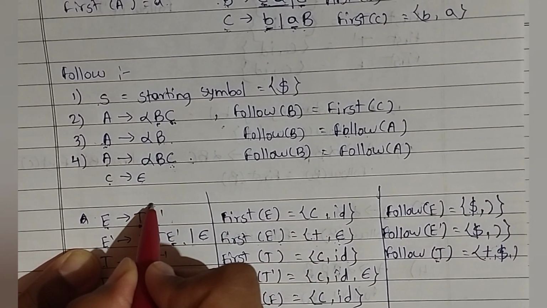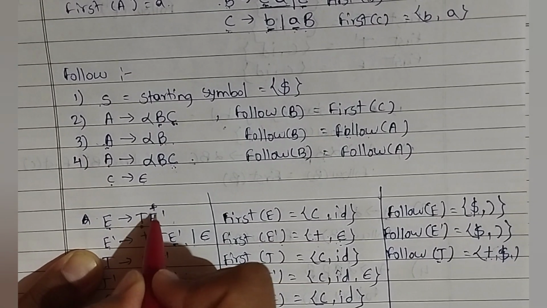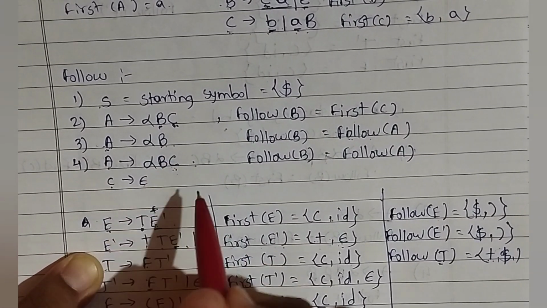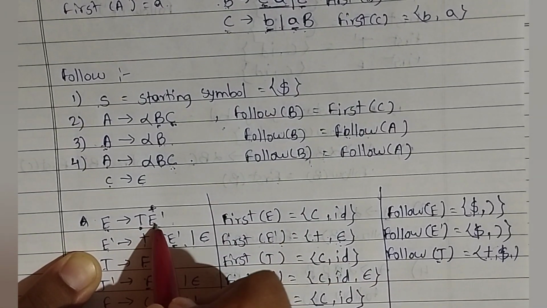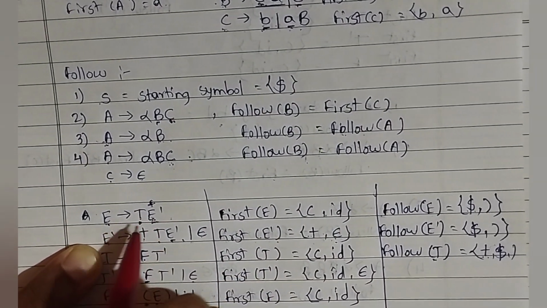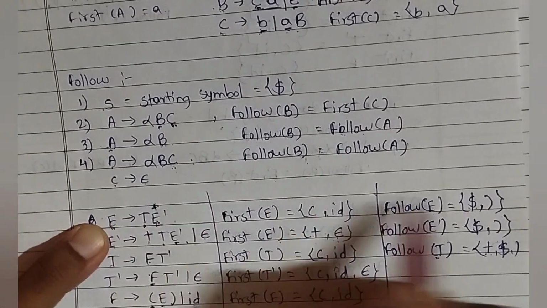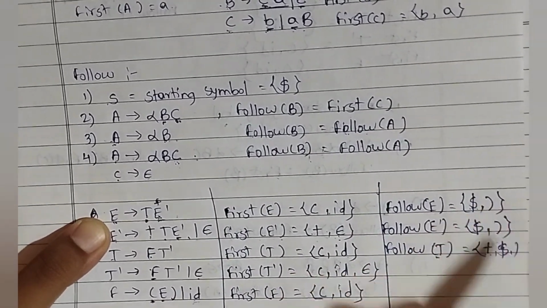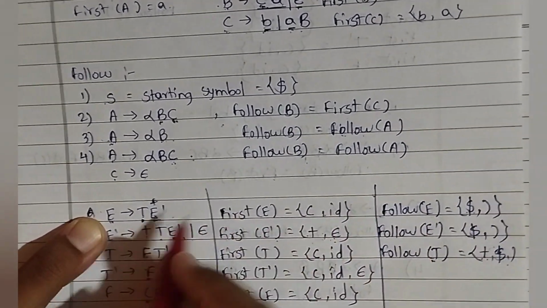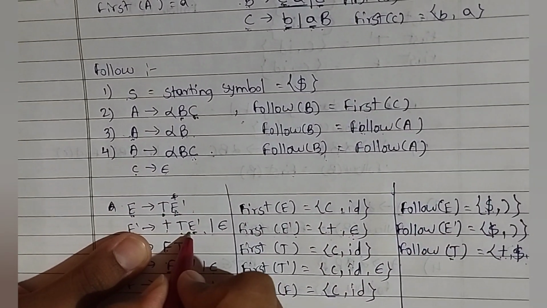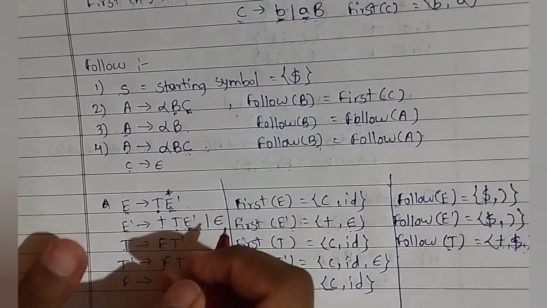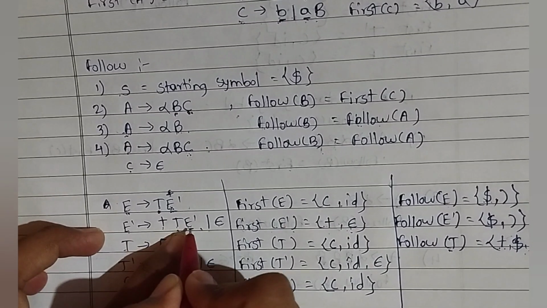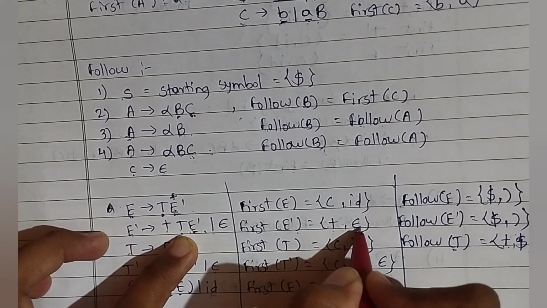When we put here now second time null, then we know the rule for the null. If something is followed by null, then find out the follow. First we find out the first, then we find out the follow, and follow of E is dollar and closing bracket. Now again same apply here also. T is followed by E dash, so E dash is the non-terminal, we find out the first of E dash. First of E dash is plus and null.